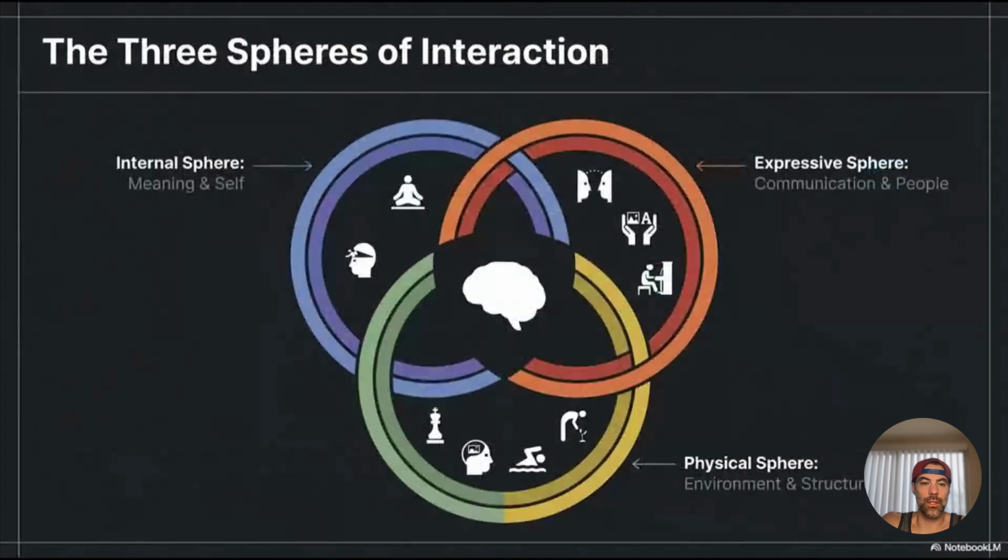3 spheres of interaction. All right, we have a couple different items as far as how we'll approach this intelligence format, okay? We're familiar with some of these, but we're going to go into how they all work together. The expressive sphere is more about communication and people. So that might be different from a traditional look at intelligence. Internal is meaning in self, okay? That's also going to be important. And then the physical sphere is where we think of some traditional forms of intelligence, but we're also going to include things like athletic and kinesthetic intelligence, okay?